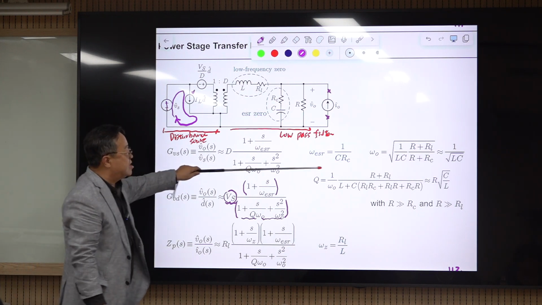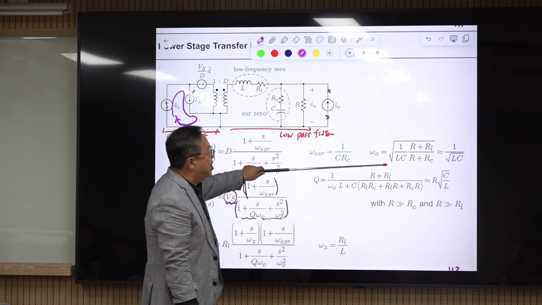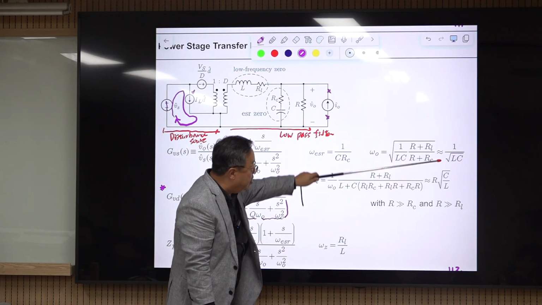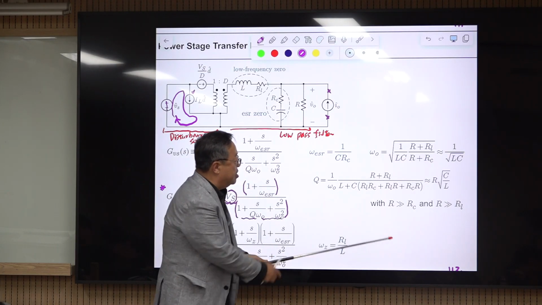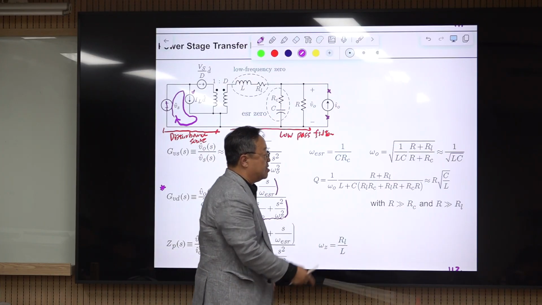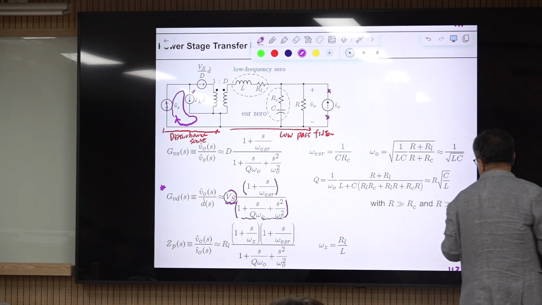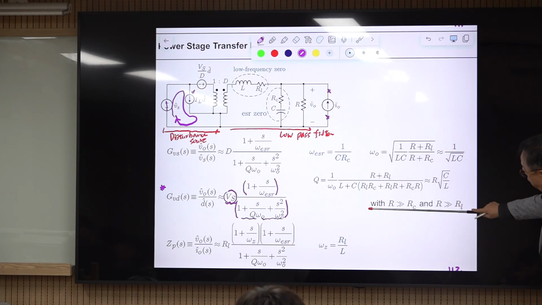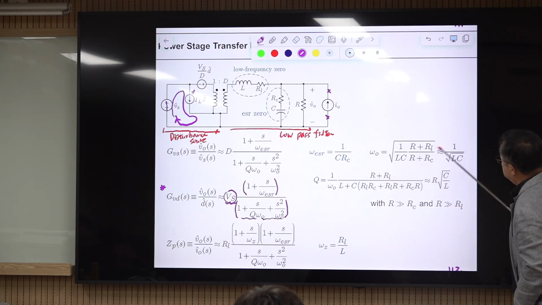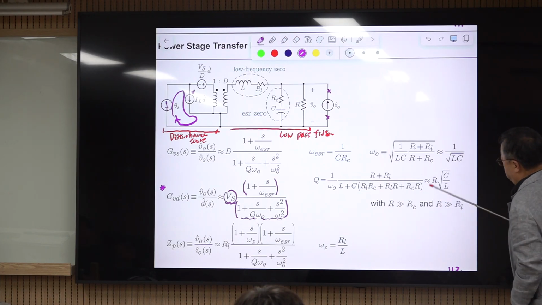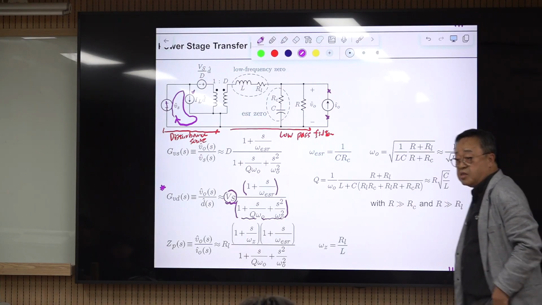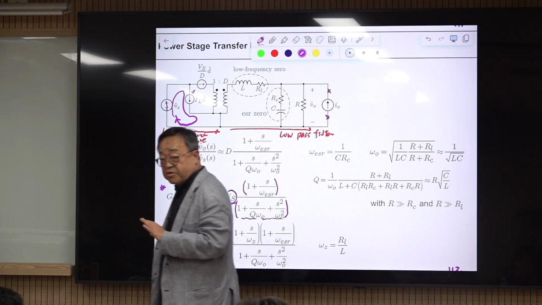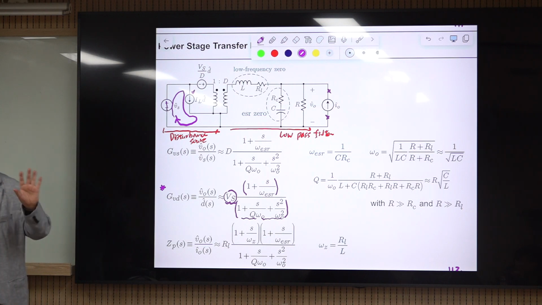And this omega ESR is given by this, and omega naught is the exact one. But with this assumption, the parasitic resistance of the capacitor and that of the inductor will be very small compared to this R. So this is well satisfied. Then this is simplified to this, and this is simplified to this. But if you don't want any approximation, you can use this, but that is not desired. That is unnecessary. All right?